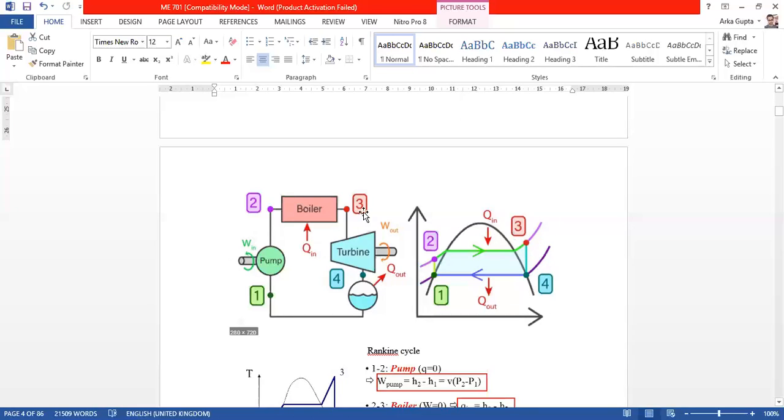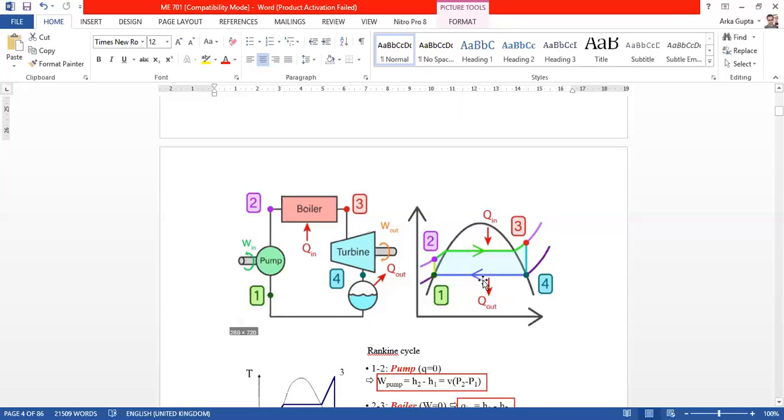At point 3, it will enter the turbine, and that process represents an isentropic line. Entropy remains constant, and it is called reversible adiabatic expansion in the turbine. So process 3 to 4 is reversible adiabatic expansion in the turbine.